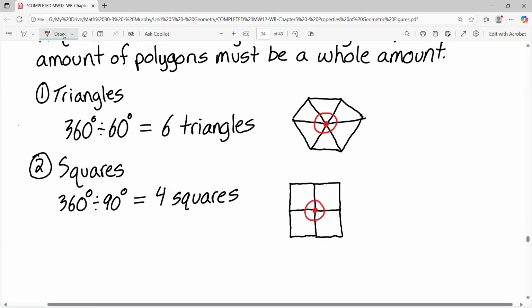So both of those, 6 and 4. Okay. All right. You can try other ones and see if they work. Just remember, you got to end up with a whole amount after you divide by the interior angle.